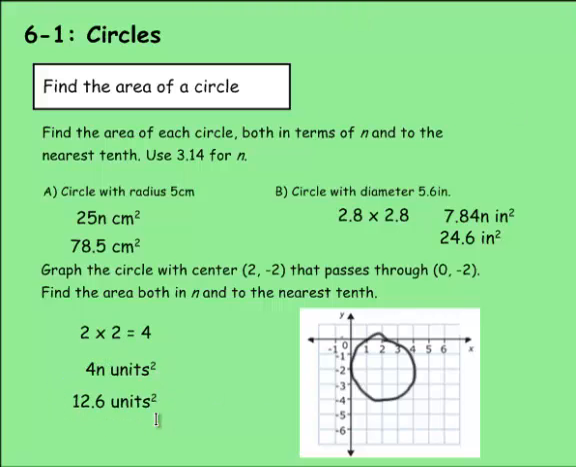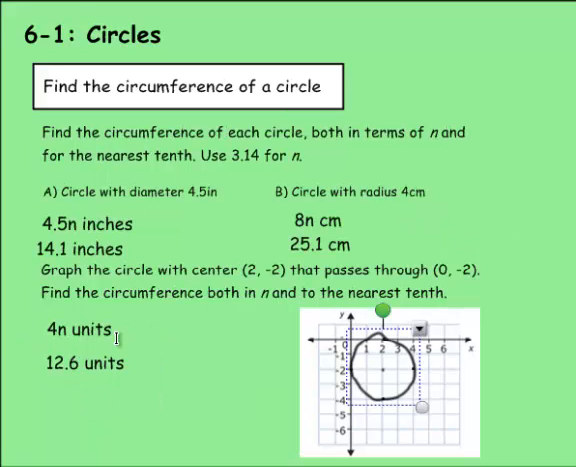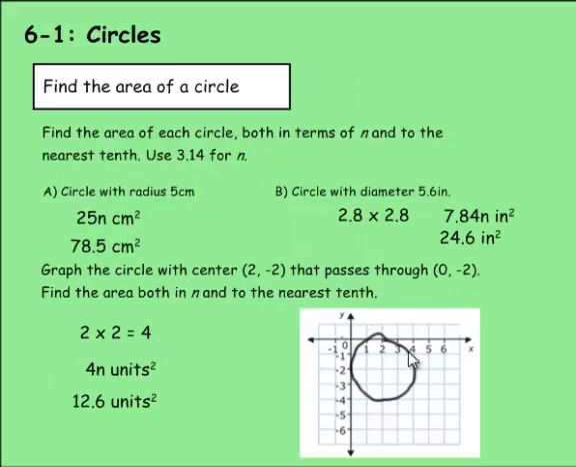And those would be our answers. If you notice, these answers match the circumference answers, except for the squared part. That's because 2 squared equals 4. That's not going to happen for all circles. Usually the area is going to be much larger than the circumference.